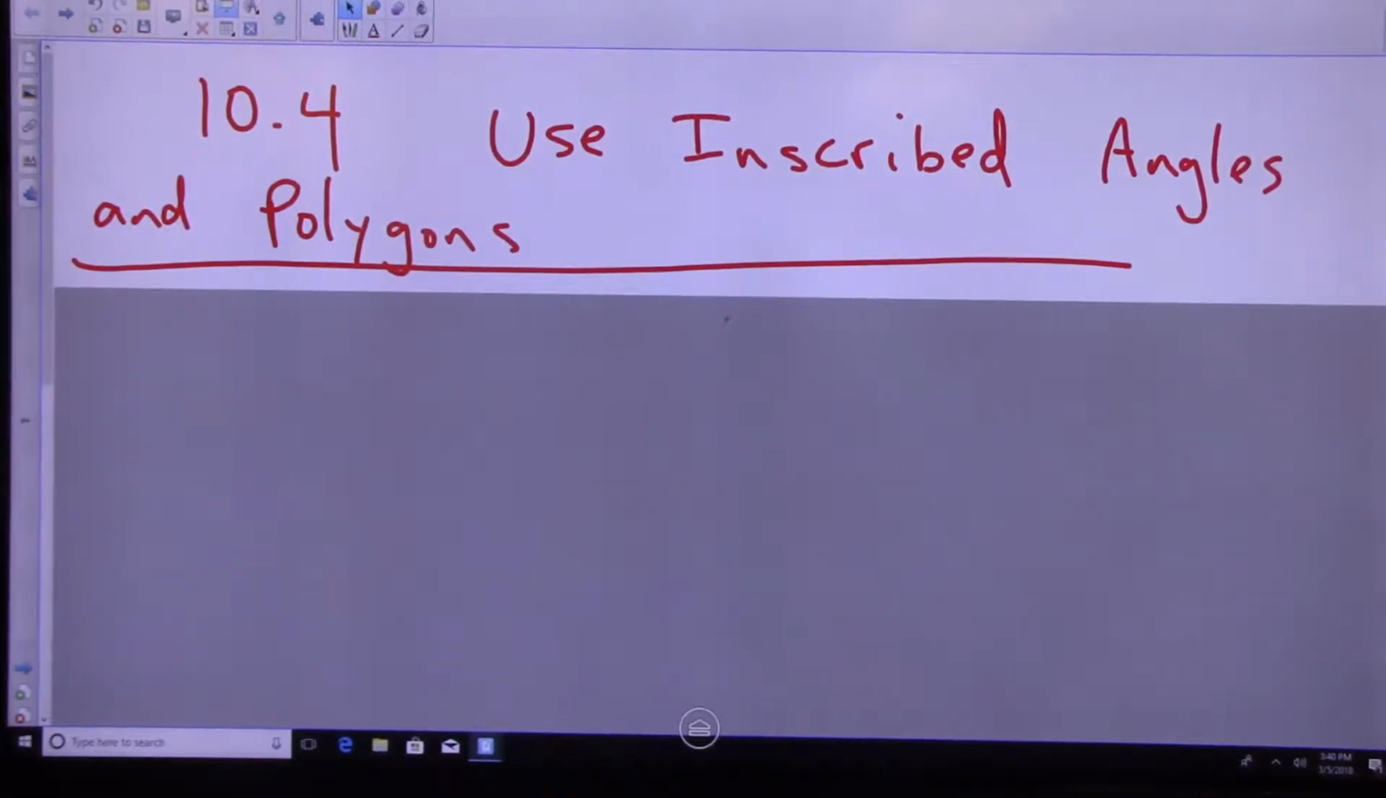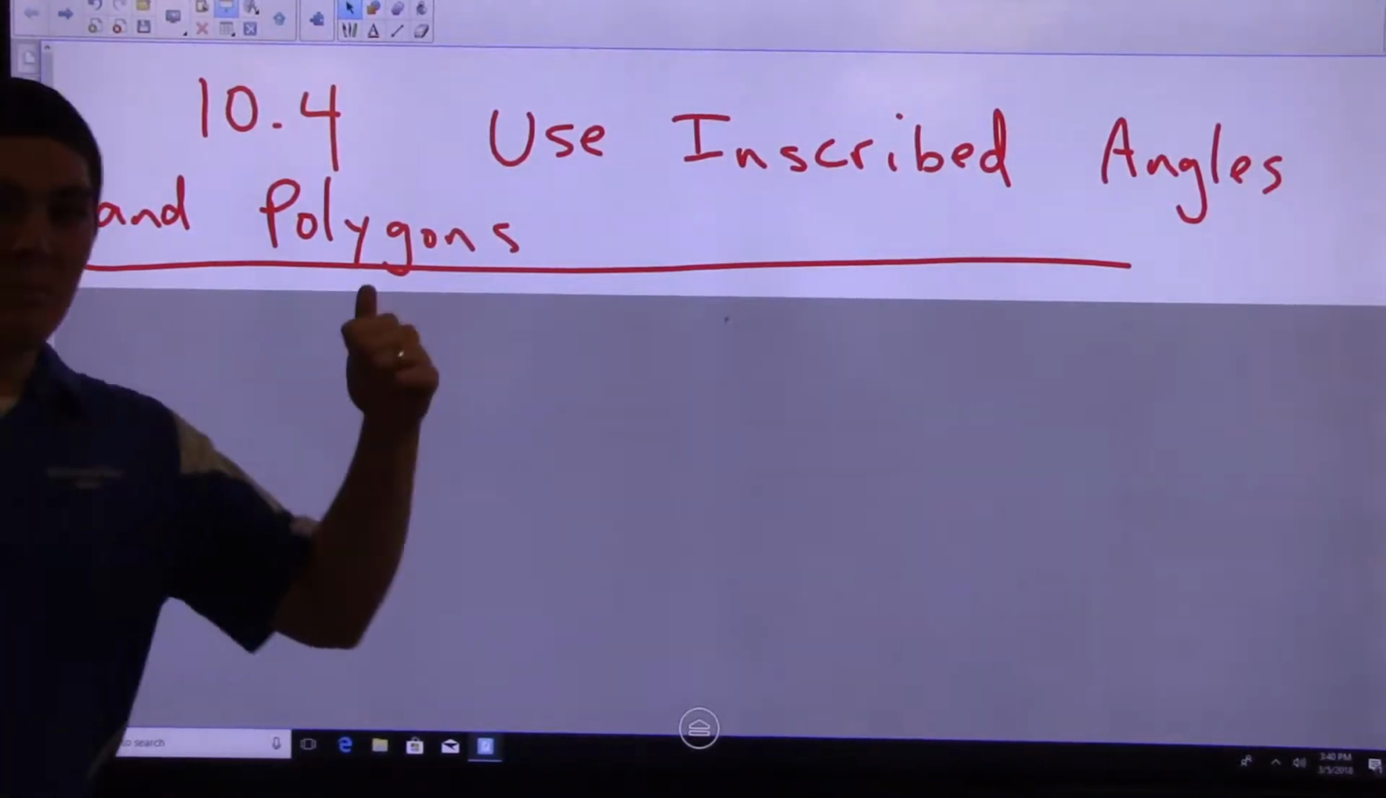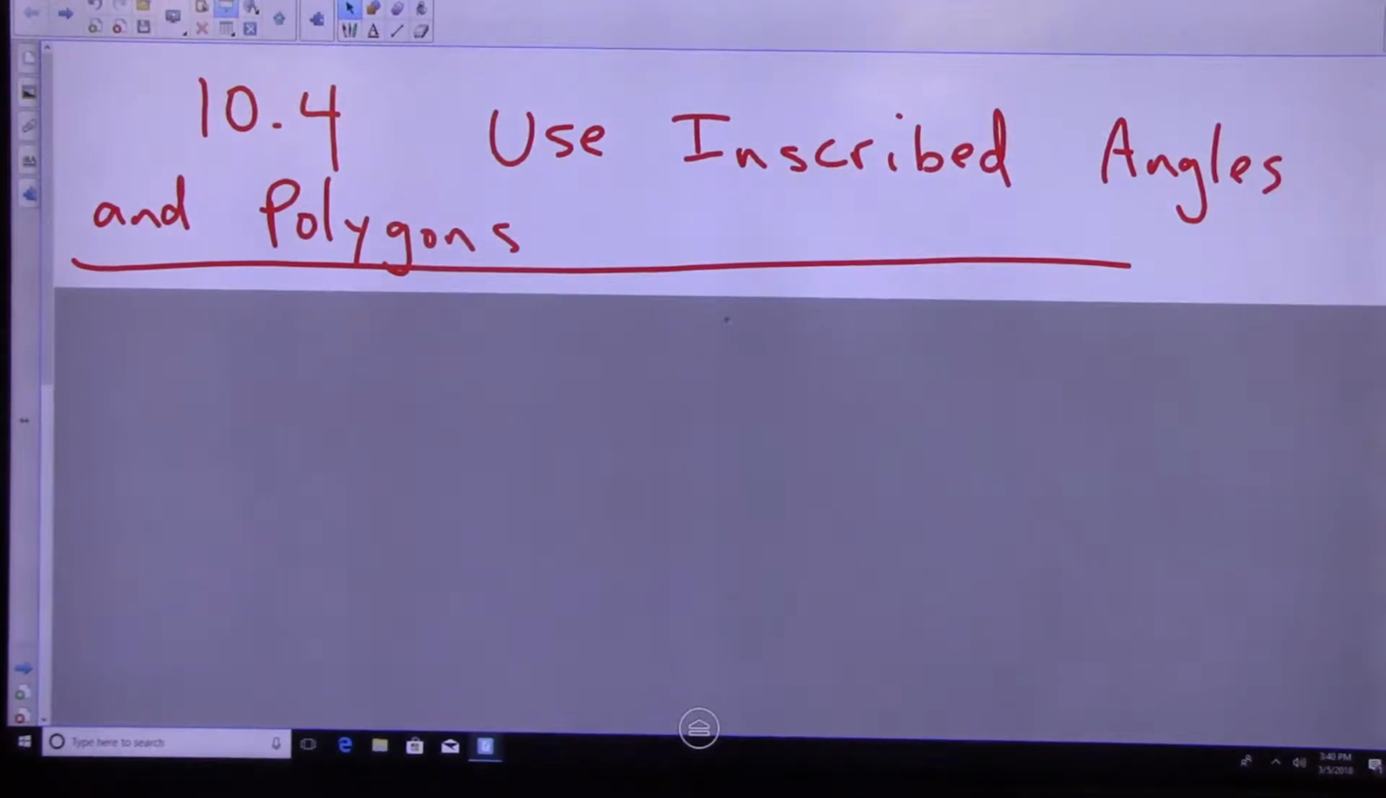Okay, so we're going to talk about section 10.4, and it's titled Use Inscribed Angles and Polygons. So, first of all, let's talk about what an inscribed angle is. We need to define it. Before we do that, let's review a central angle, because it might be important to know the difference between inscribed angles and central angles.